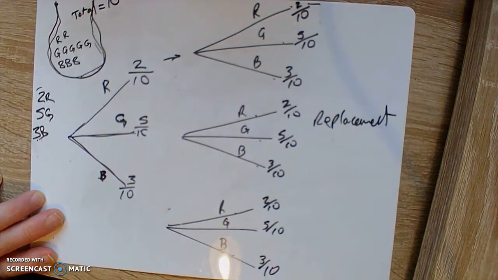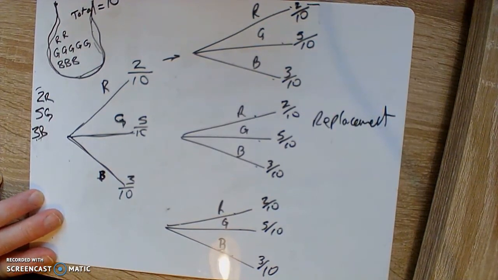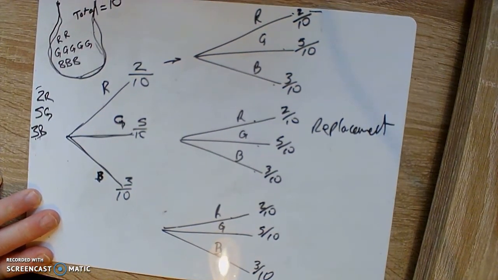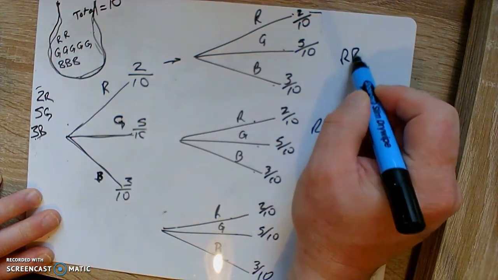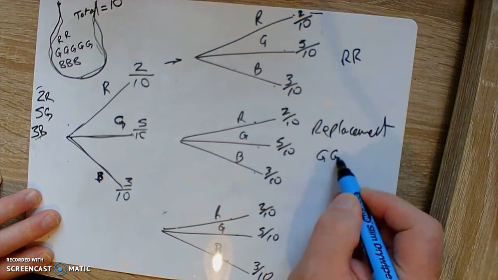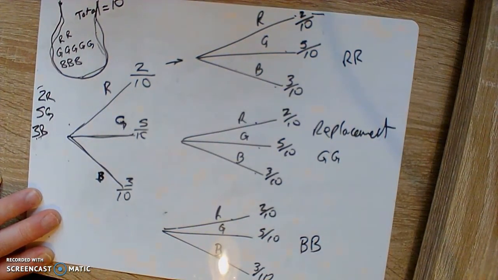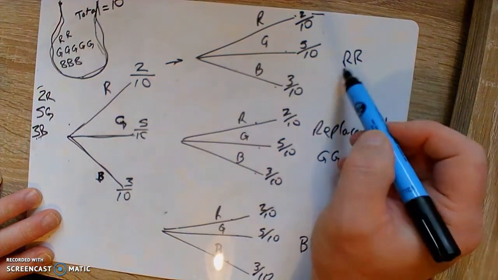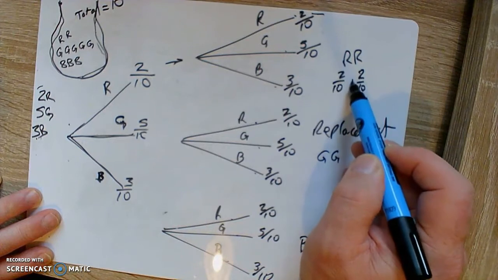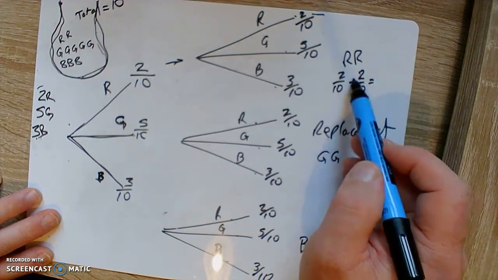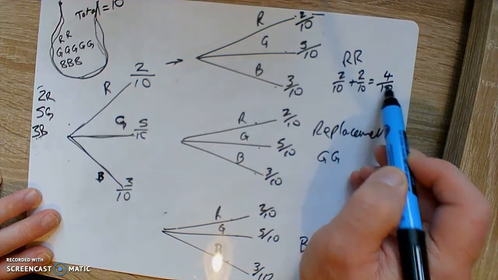Now if one of the questions was what's the probability of getting 2 the same colour, well there's 3 different ways I can do that. I can get a red and a red, a green and a green, and a blue and a blue. So there's 3 ways I can get 2 the same colour. So red is 2 out of 10, and a second red is 2 out of 10.